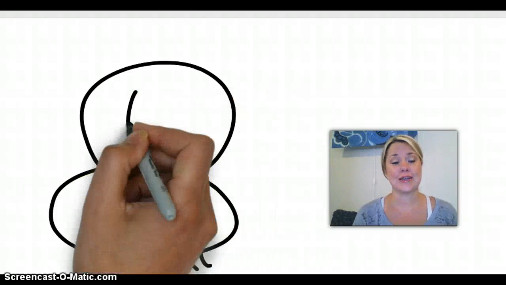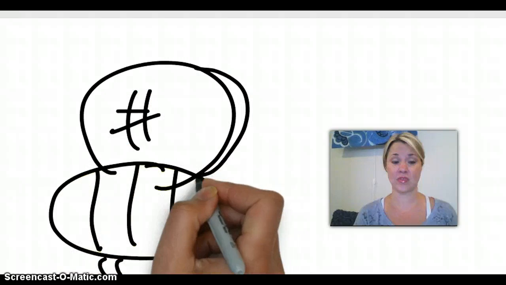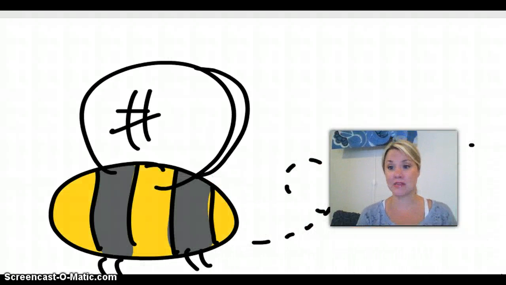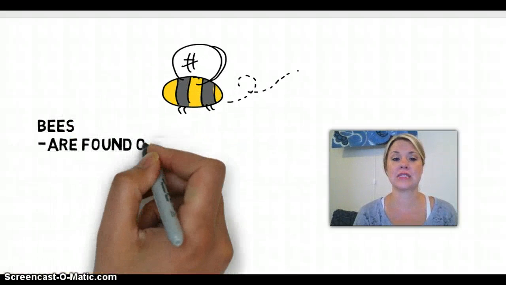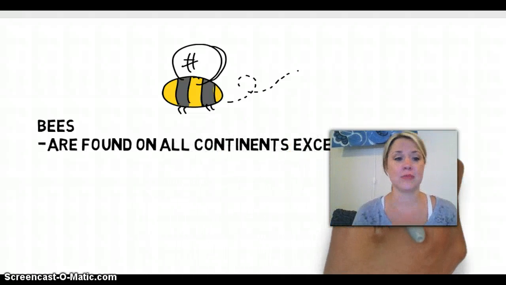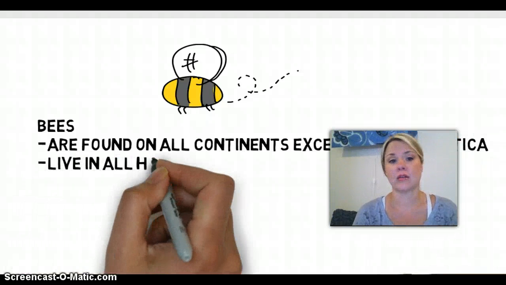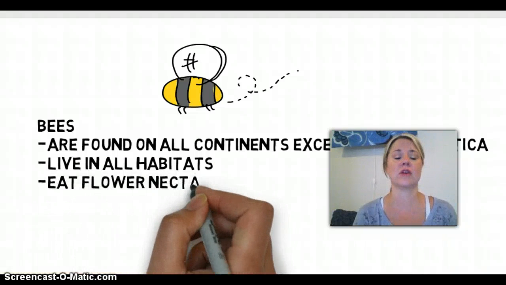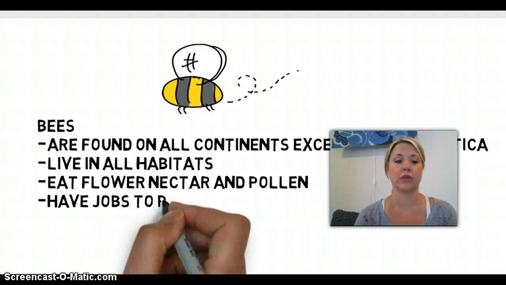The next organism I chose was an insect. It's a bee. There are over 20,000 species of bees in the world, and the honeybee actually happens to be the state of Kansas's insect. So our state insect is a bee. Bees are found on all continents except for Antarctica. I'm assuming that would be due to the temperatures and the conditions. They live in all types of habitats, and they eat flower nectar and pollen.